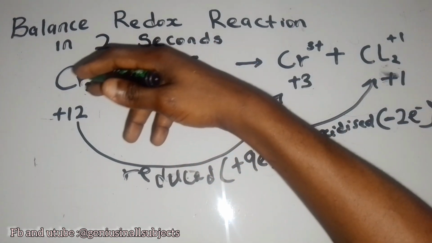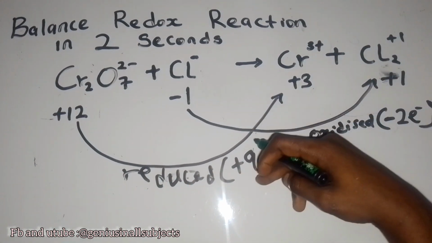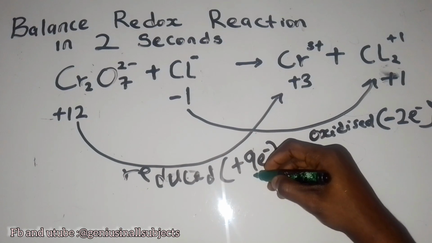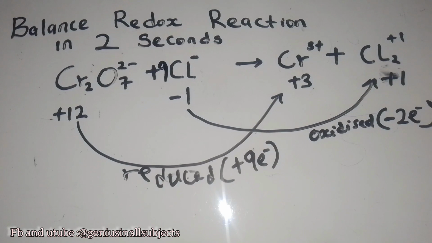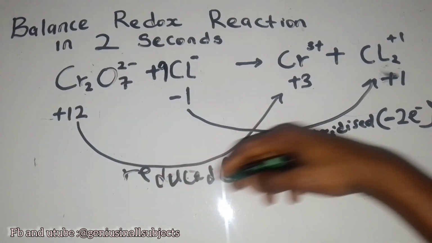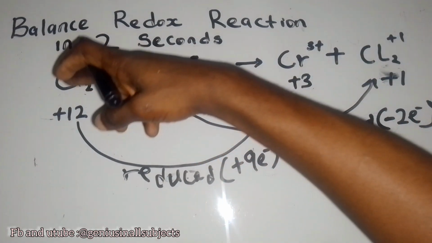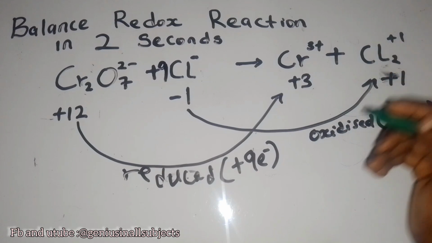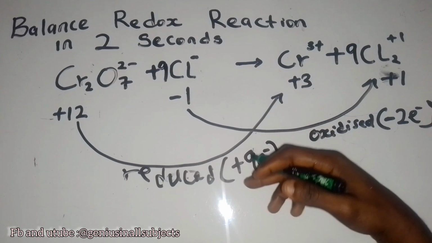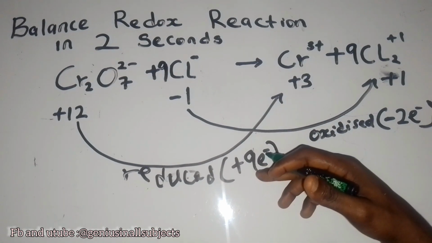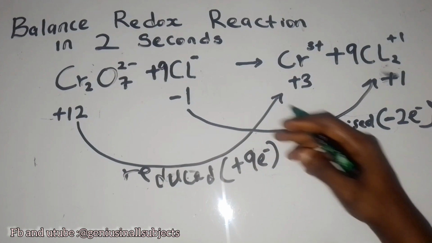So since chromium was reduced by the addition of 9 electrons, this 9 we have here, we're going to write it here. That particular reduction, the number that chromium was reduced by, should be placed in front of chlorine. So you know that chromium was reduced by the addition of 9 electrons. So you write 9 here.